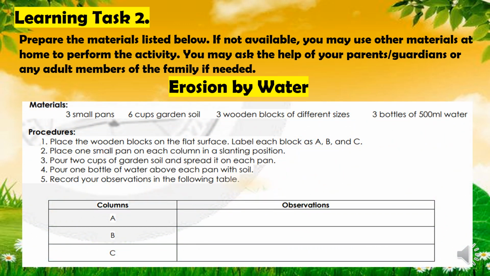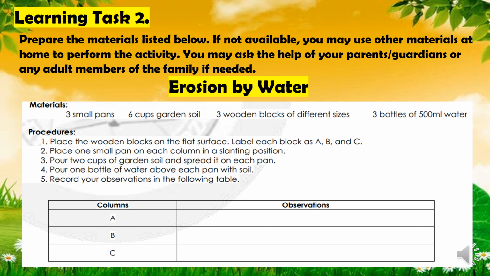The materials: you have 3 small pans, 6 cups of garden soil, 3 wooden blocks of different sizes, and 3 bottles of 500 ml water. For the procedures, number 1, place the wooden blocks on the flat surface. Label each block as A, B, and C. For number 2, place 1 small pan on each block in a slanting position.